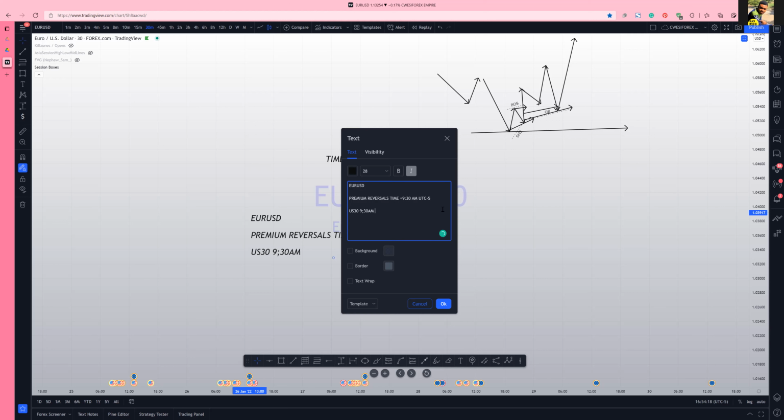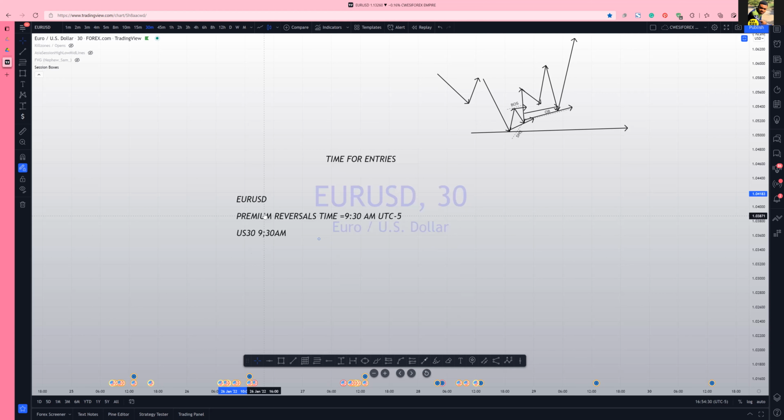That's around 2:30 GMT over here in Ghana. That's 2:30 GMT. So these are the premium price, the premium time for reversal on USD and US 30.